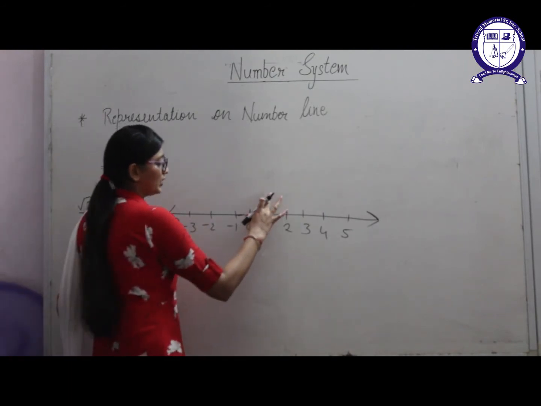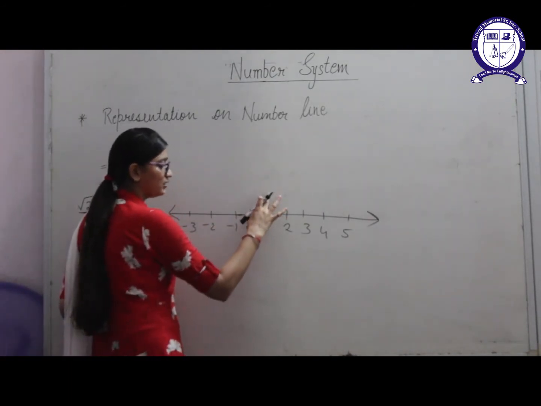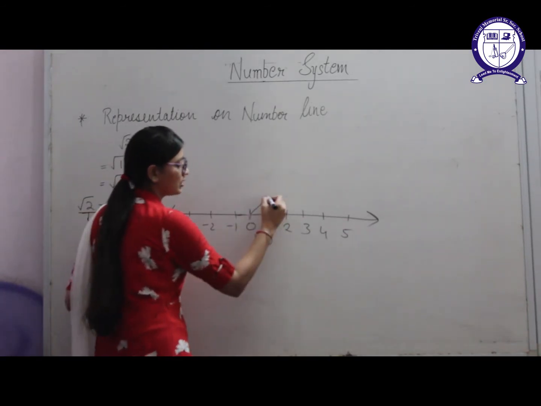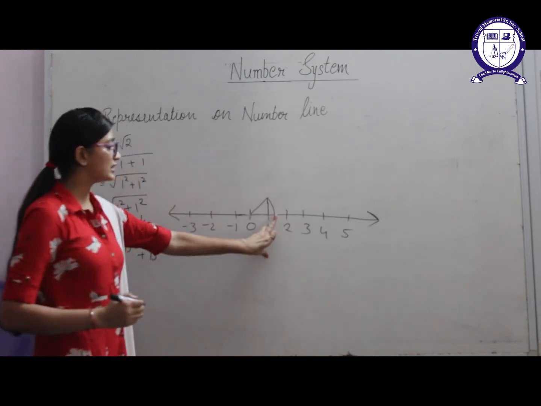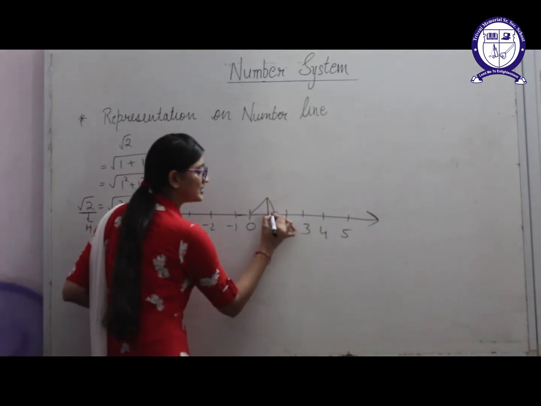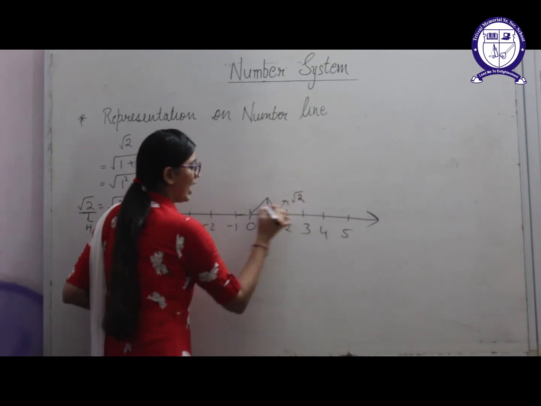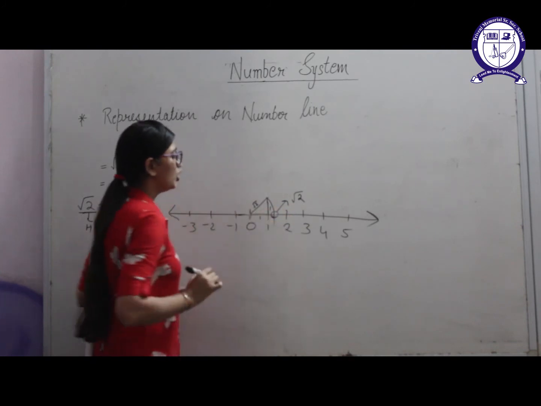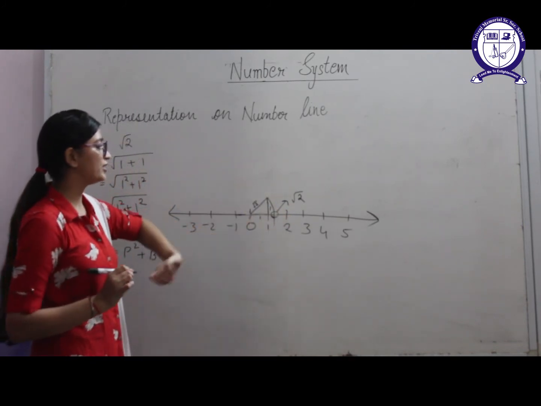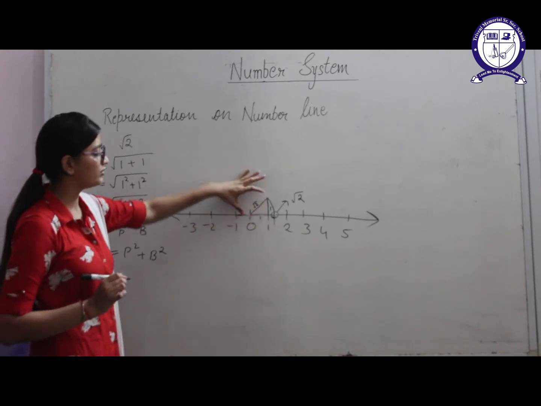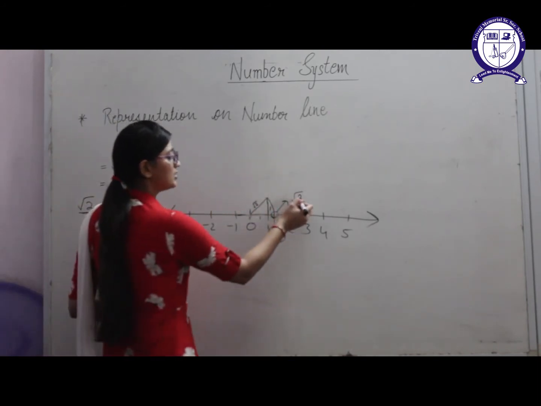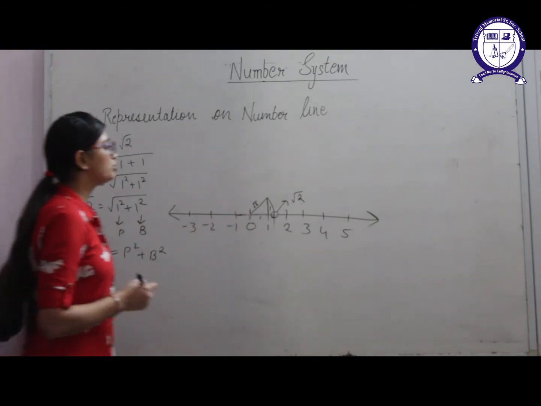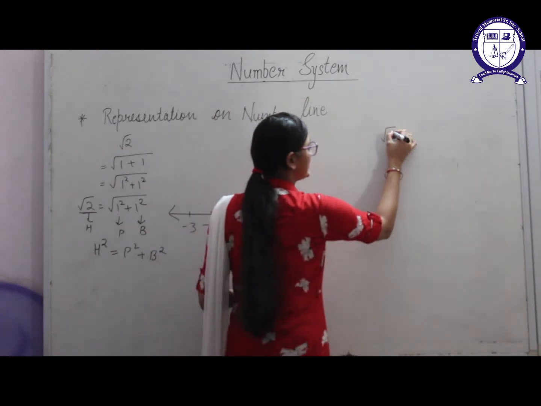What we are going to do is take a compass and measure it like this, and we will draw an arc like this with the compass. Right? So now the point we get is our root 2. This is 1, this is 1, and this is root 2. Satisfying the Pythagoras theorem, we make an arc of this root 2 and we will get root 2 as our irrational number.